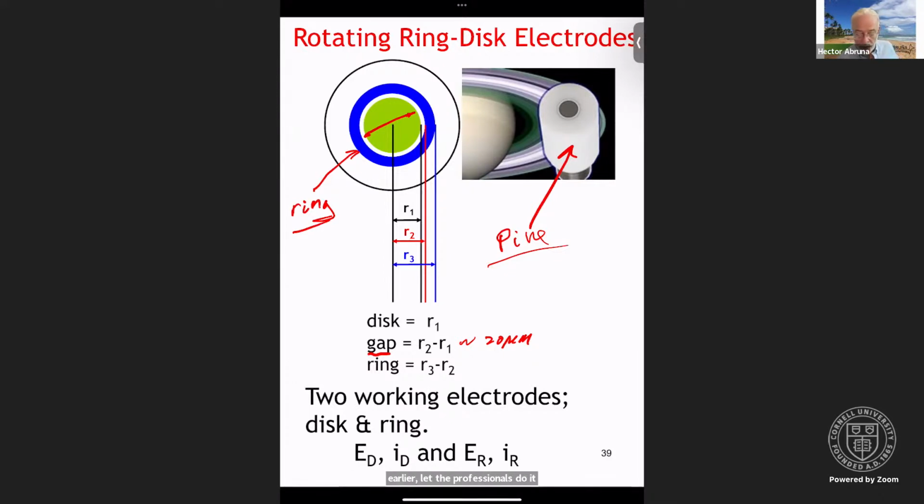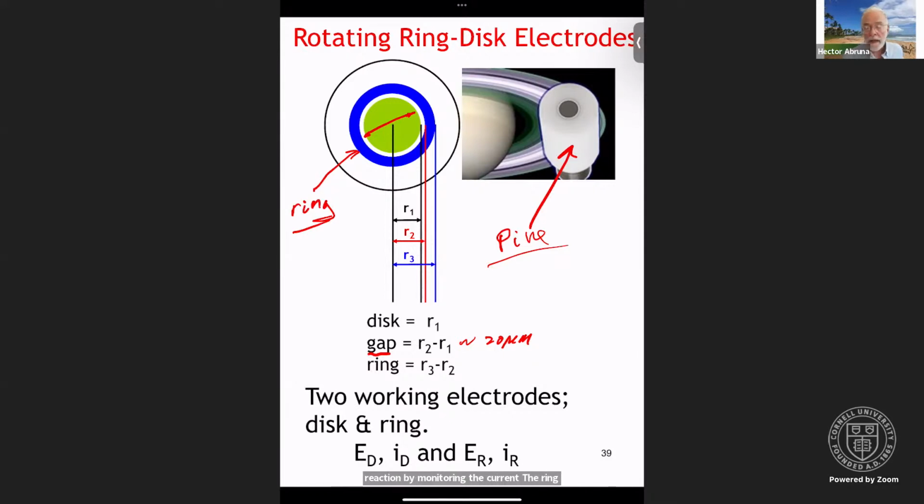The ring then has a radius of R3 minus R2. The point here is now that you can control the potentials of both the disk and the ring independently, and you can measure the currents of the ring and the disk independently. And so it gives you an enormous advantage for looking at coupled chemical reactions, because now you're sensitive to the products of the reaction by monitoring the current at the ring.